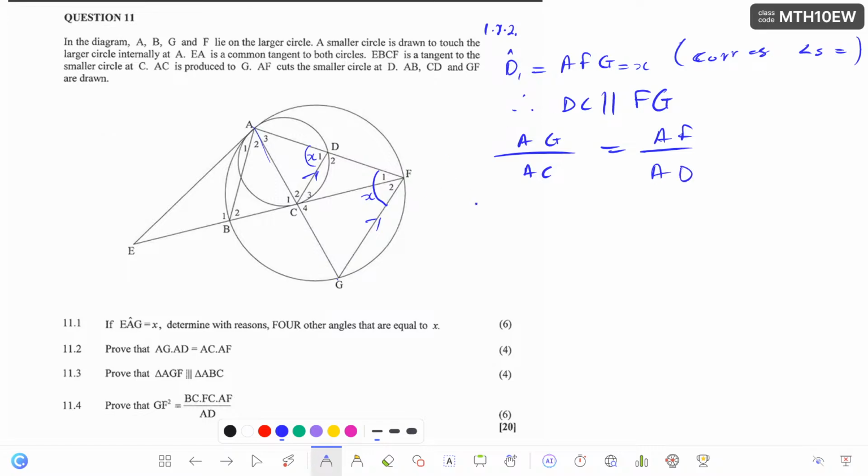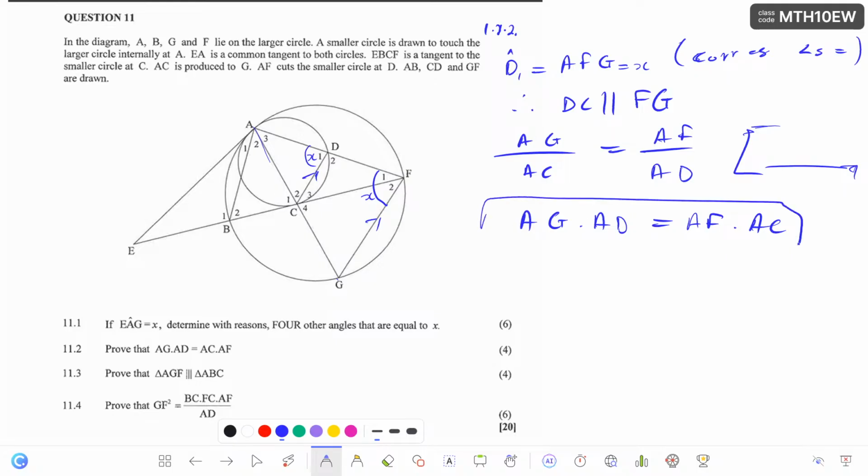Okay. Yes. So it's AG divided by AC, then AF divided by AD here. So cross multiplication is going to be AG times AD is equal to AF times AC. So here the reason you can also write is the proportionality theorem. Why? Because DC is parallel to what? FG. You can write that as the reason here.